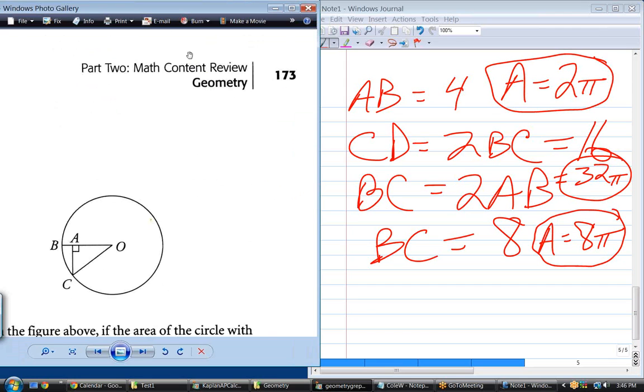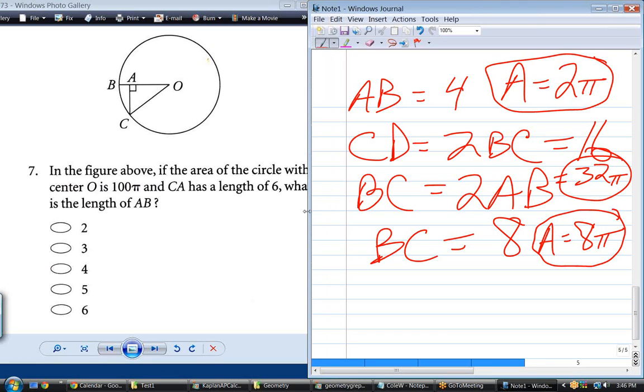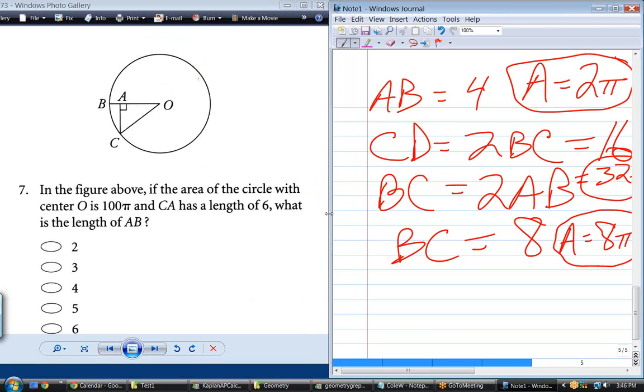Figure above, okay. All of these are always the figure above. All right.